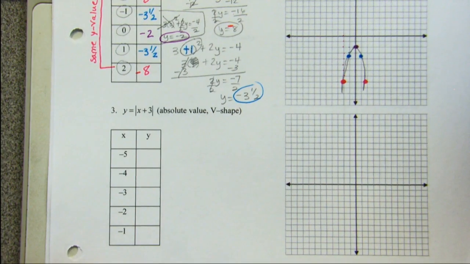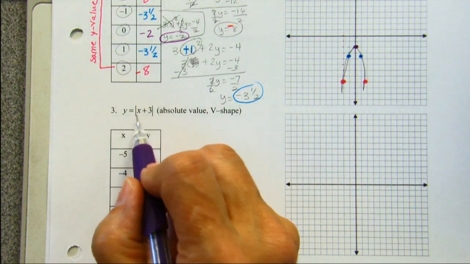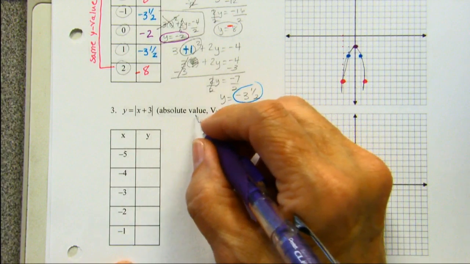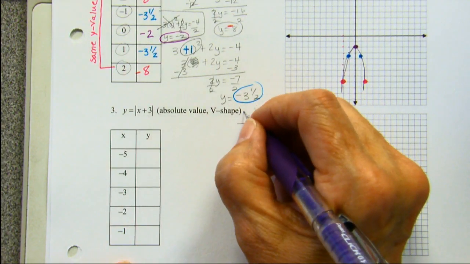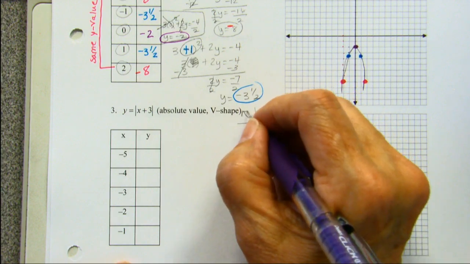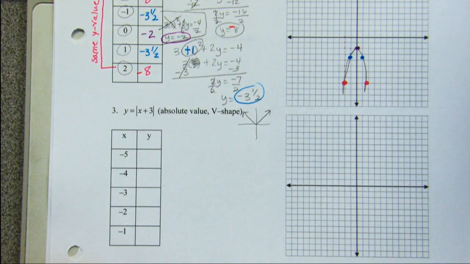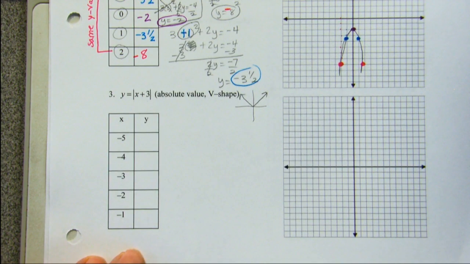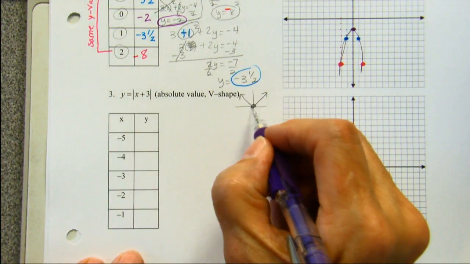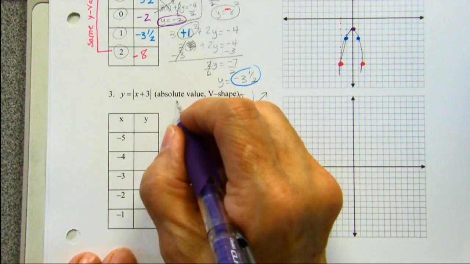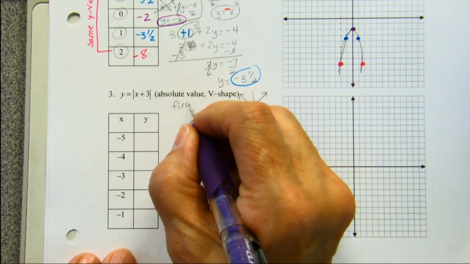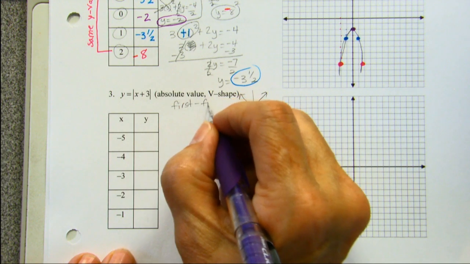Okay, the last one, here's the absolute value bars again. So our absolute value is going to be V-shaped. Now this one's more difficult because I don't know where my vertex is going to be. So the first thing I need to do is find the vertex.